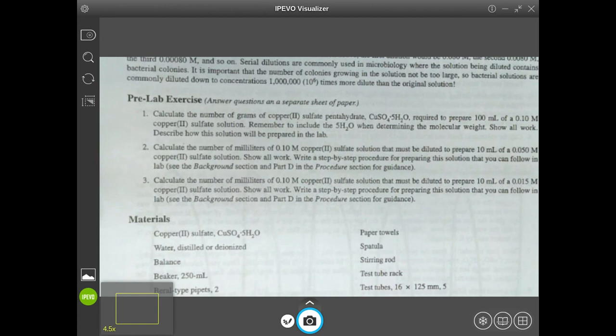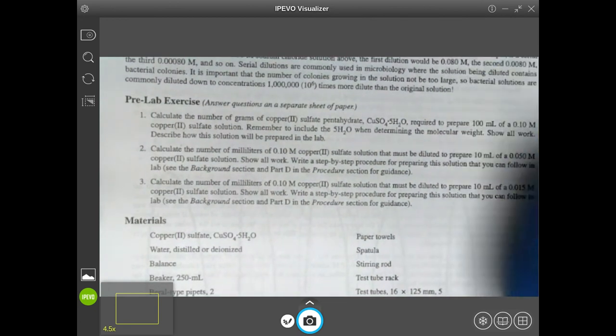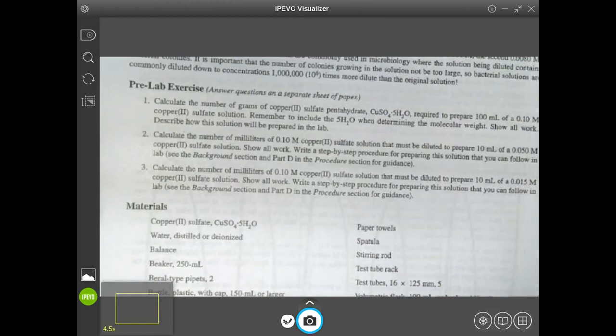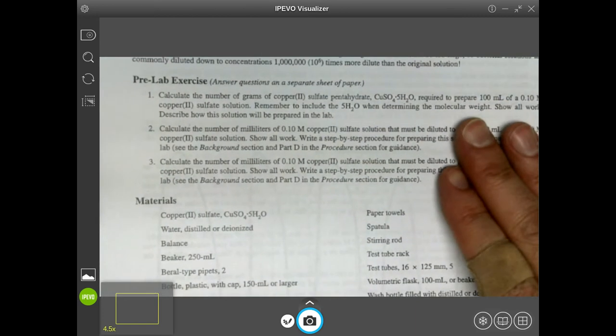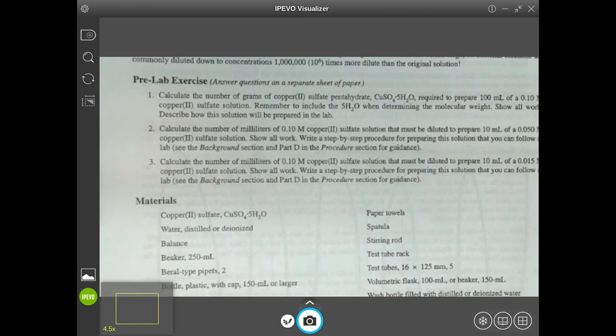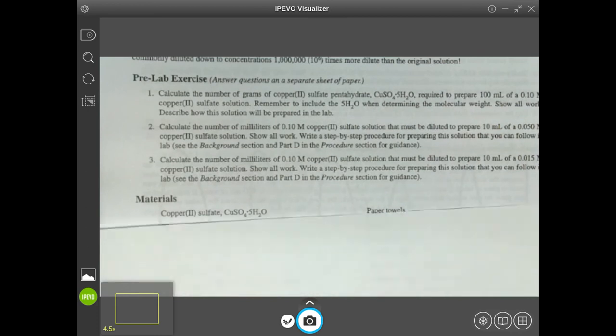If anybody wants paper, there's some here you can grab. Okay. So go to the pre-lab exercise. It's page 3. All right.